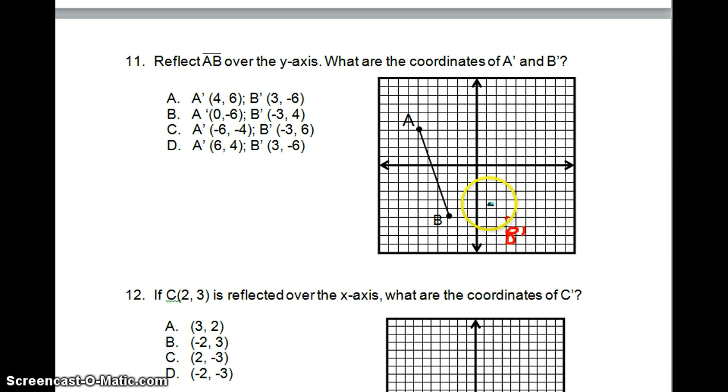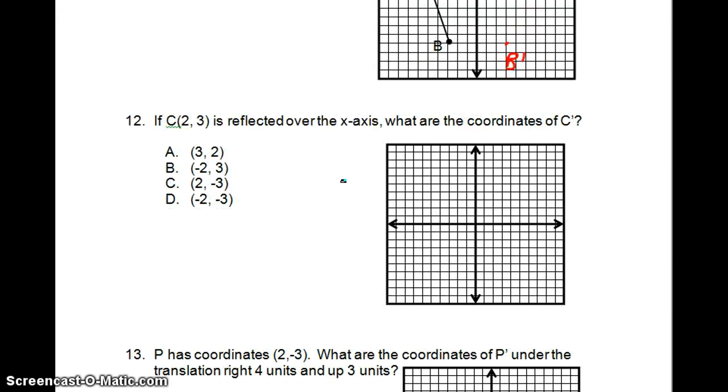That's B prime. A prime is 1, 2, 3, 4, 5, 6, so it is going to go right there. That will be A prime. So the coordinates of A prime are 6, 4. And that should be it. B is 3, negative 6. 1, 2, 3, down 1, 2, 3, 4, 5, 6. There you go. Checks out.